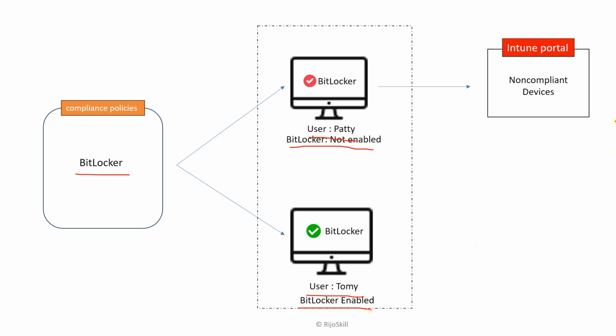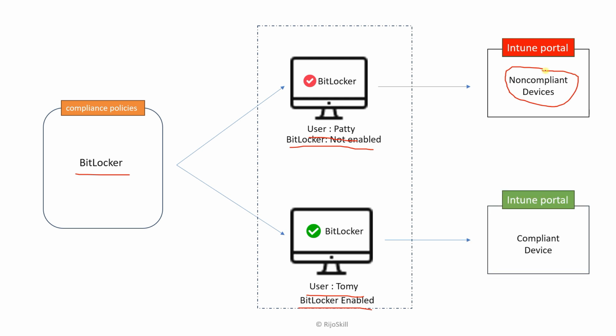So what happened next? When BitLocker is not enabled, in the Intune portal the device is a non-compliant device. For user Tom, the BitLocker is enabled, so in the Intune portal the device is showing as a compliant device. Now you understand what a non-compliant device and a compliant device are. Non-compliant device means the policy is not implemented on that device, so the device is shown as non-compliant. If the policy is working fine, the device is shown as a compliant device.